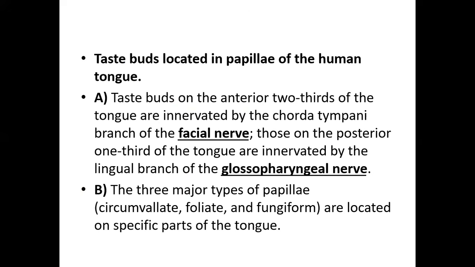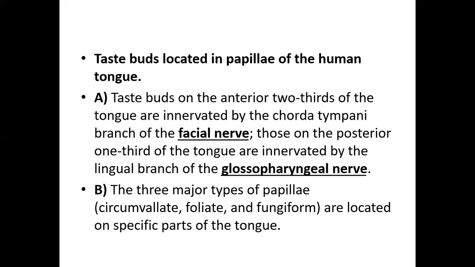Now, taste buds are located in the papillae of the human tongue. Taste buds on the anterior two-thirds of the tongue are innervated by the chorda tympani branch of the facial nerve. It's just a branch of the facial nerve. Those on the posterior third of the tongue are innervated by the lingual branch of the glossopharyngeal nerve. Don't forget that, it might come in MCQs.